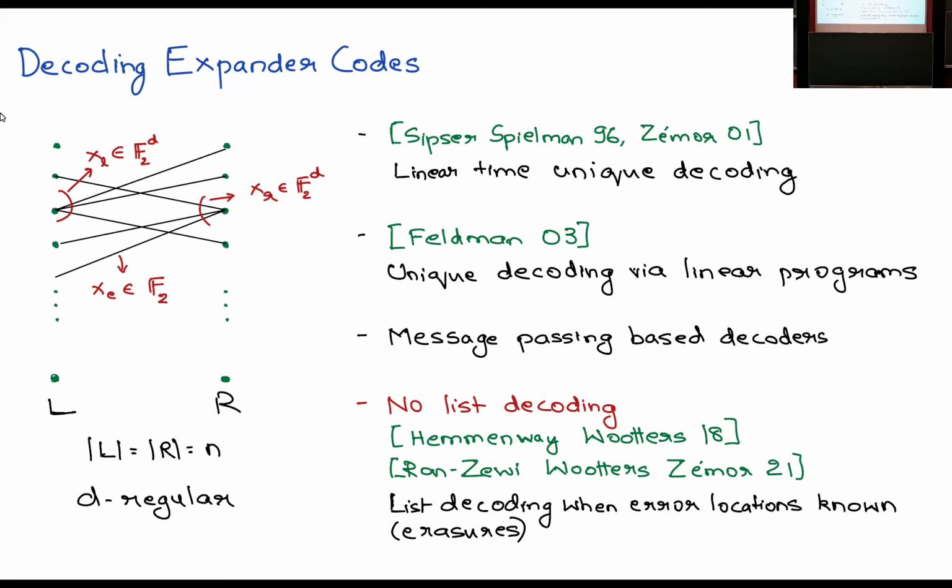But in the error setting, we don't know how to do it in anything less than brute force searching over the exponentially many codewords. And so we'll talk about list decoding when we don't know the location of the errors, which is the interesting thing. Doing okay? All right.